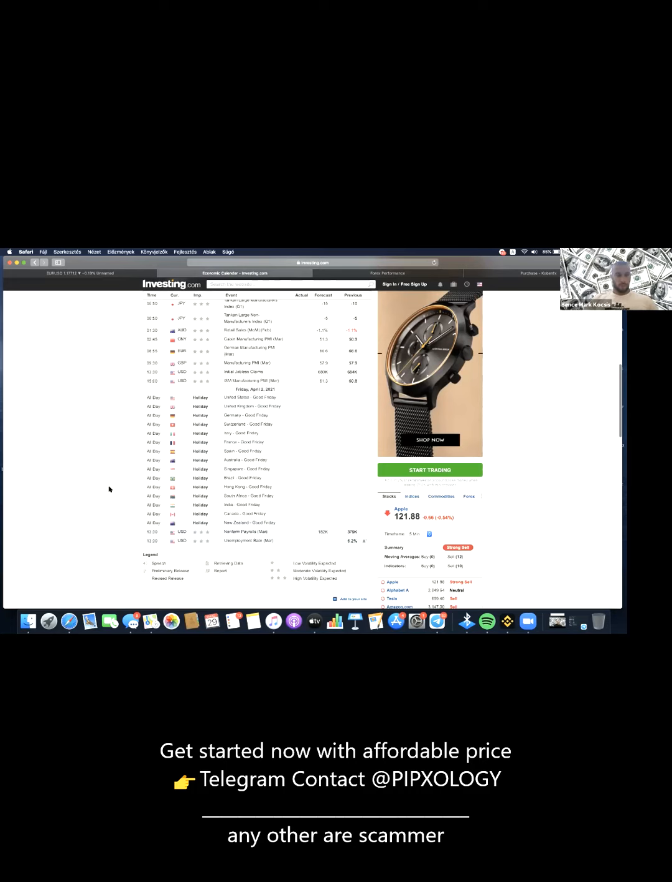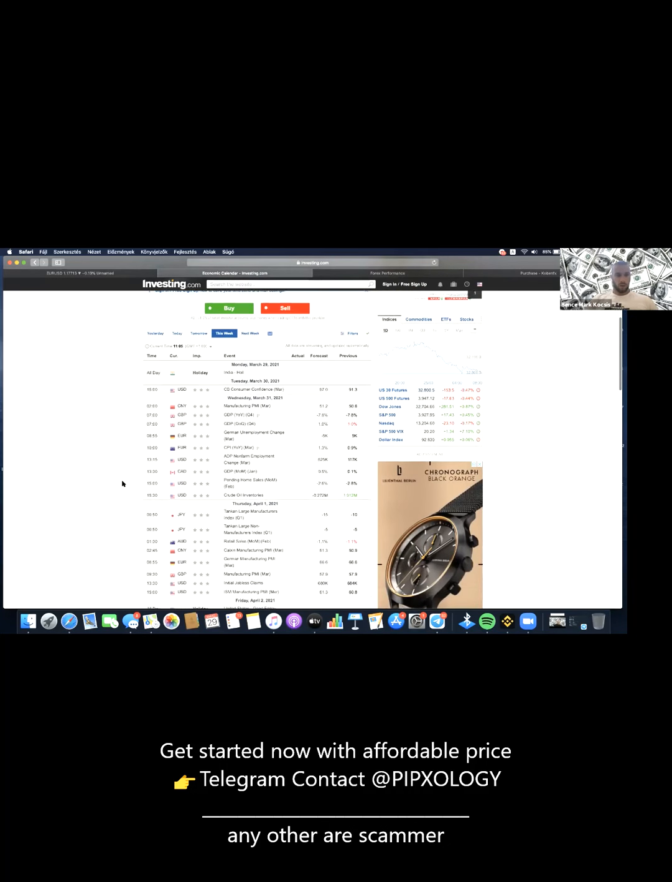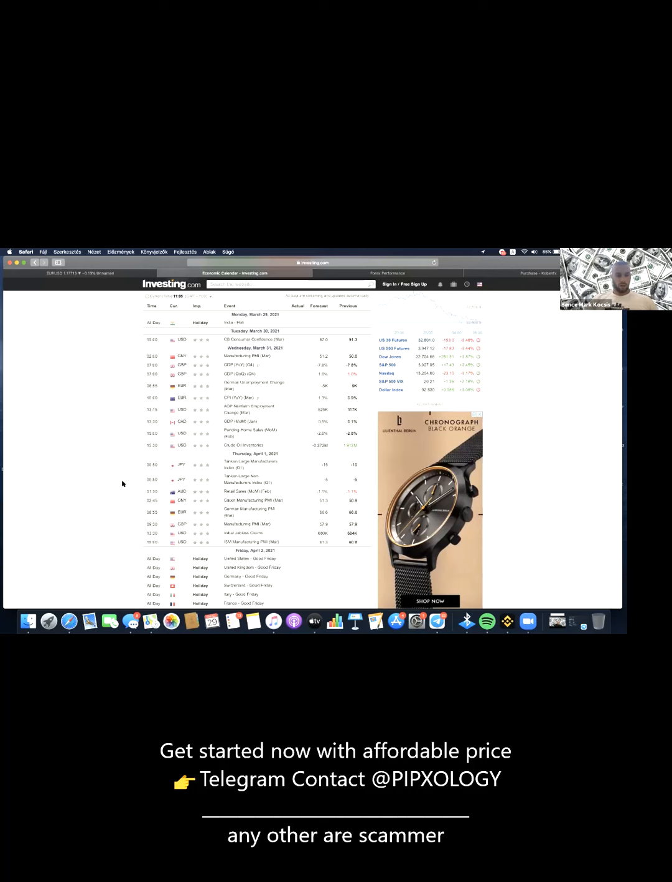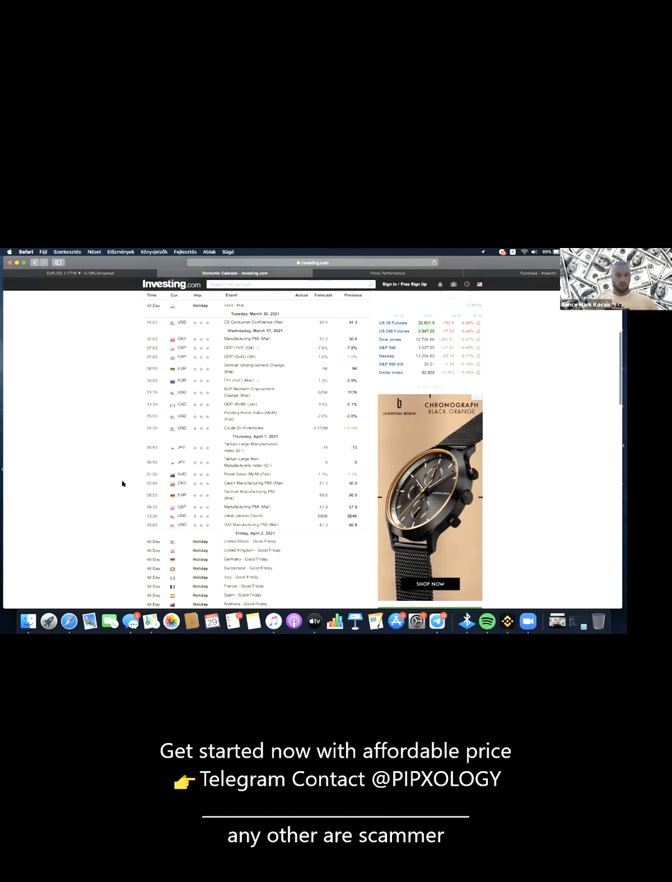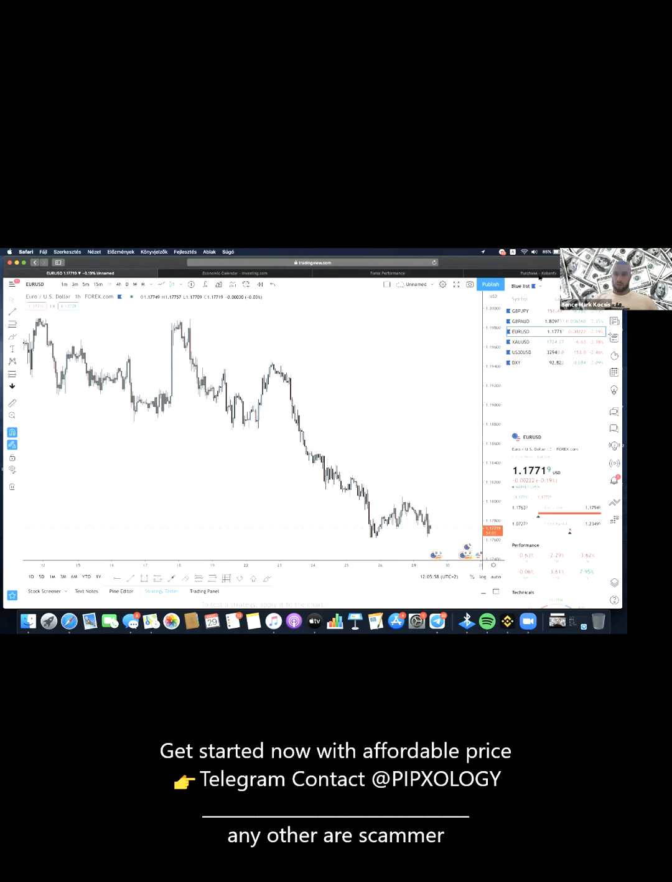Non-farm payrolls. So if you have any running trades on GBP, Euro, USD, Canadian dollar, JPY or Australian dollar, you need to follow the economic calendar. Let's have a look at the chart and see what we can find. Okay, let's start with US 30.